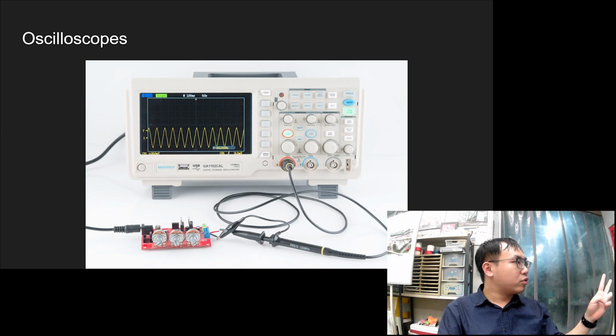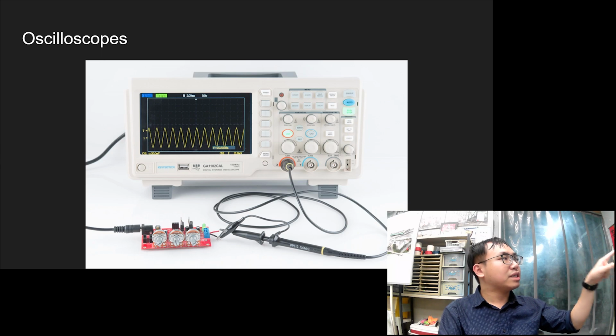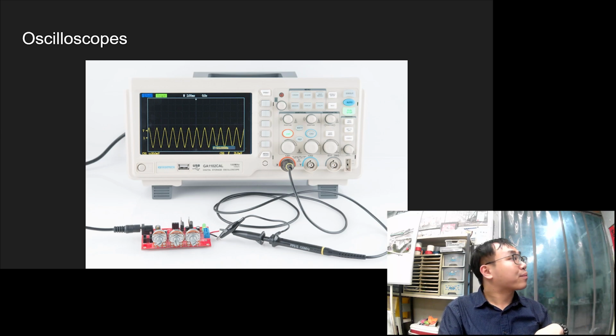Actually, they have two main functions. You see the signal, the waveform, and you can tune your frequency, seeing which frequency you are going to measure, or the signal strength, which is the y-axis. The x-axis is the time, or we say frequency.